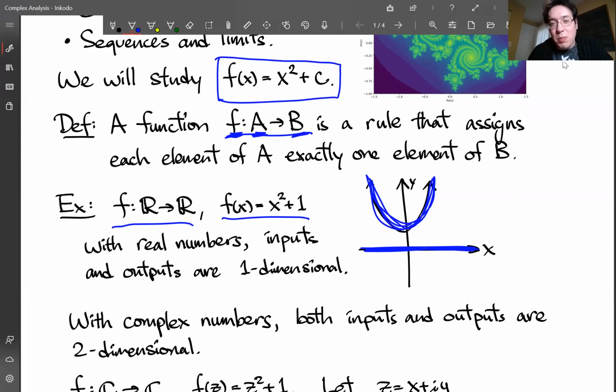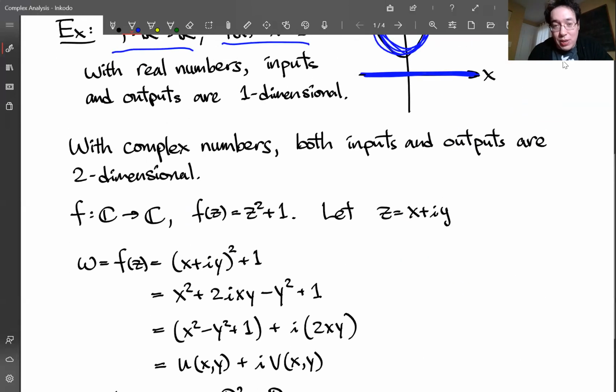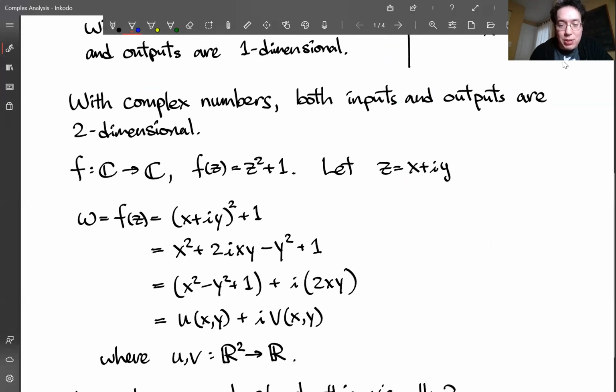Complex numbers are two-dimensional. So if we're plugging in a two-dimensional thing, and the output is also a complex number, that's a two-dimensional thing, to really understand what the function is doing, we need 4 dimensions: 2 input dimensions and 2 output dimensions. So there's a few different ways we can tackle this. One way is to break it up into real functions.